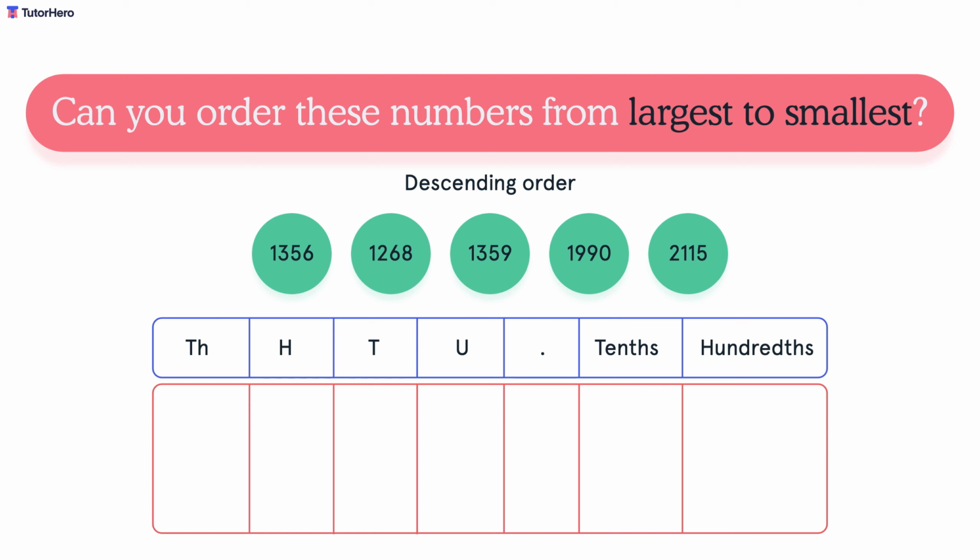This time, can you order the numbers from largest to smallest? When we order numbers from the largest to the smallest, this is called descending order. Pause the video, take your time and have a go. How did you do? In descending order, the numbers are 2,115, 1,990, 1,359, 1,356 and 1,268. Really well done if you managed to order the numbers in descending order.